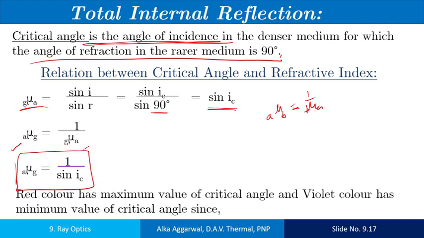And you know very well that the refractive index is inversely proportional to the wavelength. So we can say that the red color has the maximum value of the critical angle and the violet color has the minimum value of the critical angle.